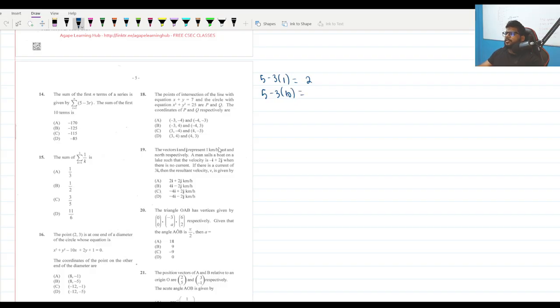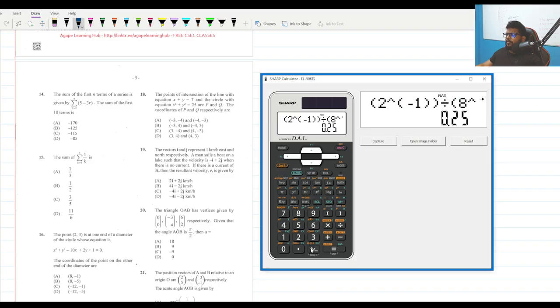5 minus 30 is minus 25. So the sum of the first 10 terms, S sub 10, this is an AP. It will be n over 2 into a plus l. That's the reason I calculated the first term and the last term, to use this formula here, which is 5 into 2 plus negative 25. 2 minus 25 is minus 23, and minus 23 times 5 is minus 115. C is the answer.